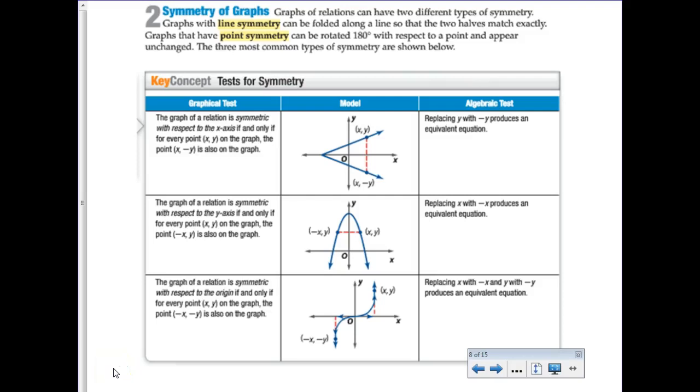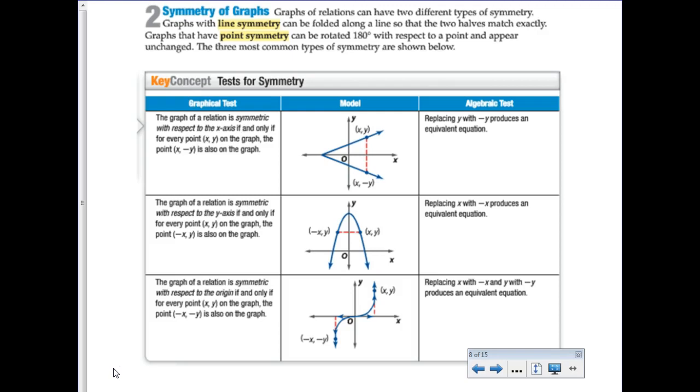The last section that we have to talk about for 1.2 is all about symmetry of your functions. This diagram is from your textbook, and I like the way it looks, so we put it on the slide. And we're going to talk about what type of symmetry your function has, but also what that means for whether it's even or odd.